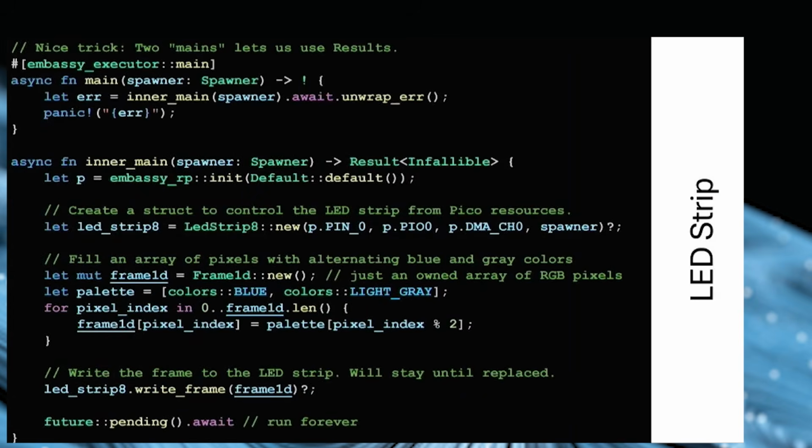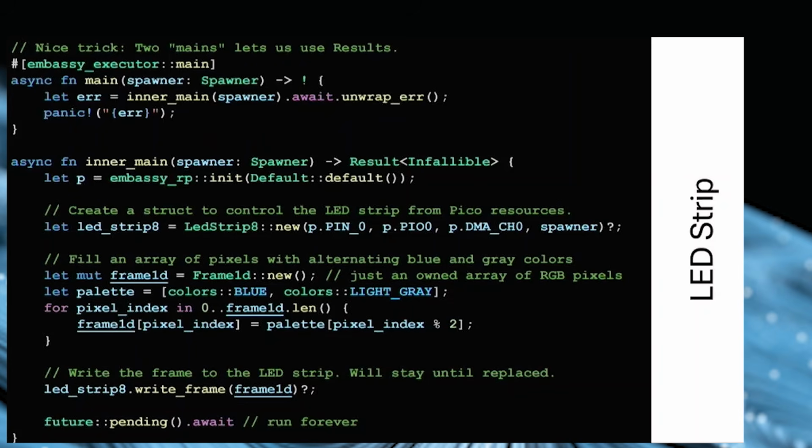Now, in your main program, you immediately call your inner main program. That's a trick I learned from Brad, and that lets us return error results in our inner main. Nothing to do with device-envoy, but I still think it's a good way to code these things. So in inner main, we initialize the hardware, and then we use our struct type to create a struct instance called led_strip8, and we just pass it the resources for the Pico. We pass it the pin, and there's some other resources, PIO 0 and DMA channel 0, and that gives us a little struct.